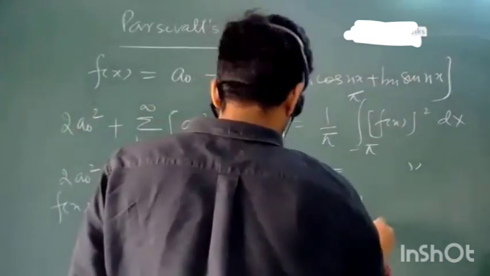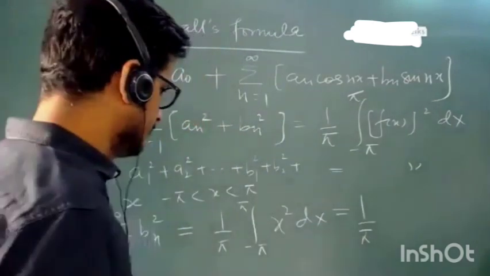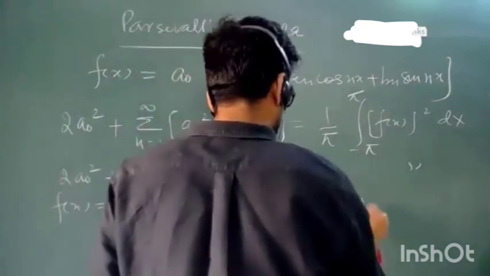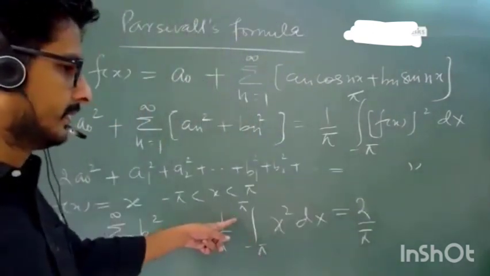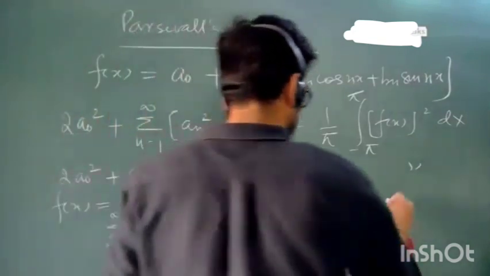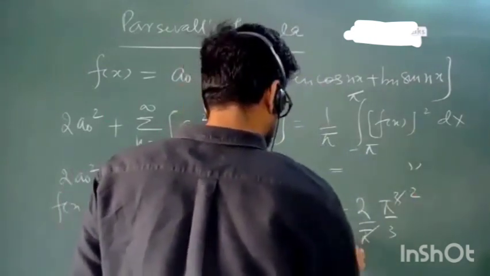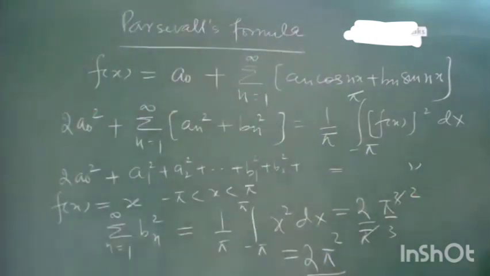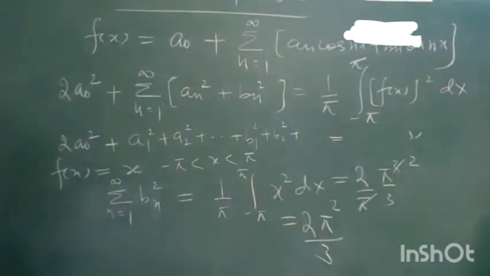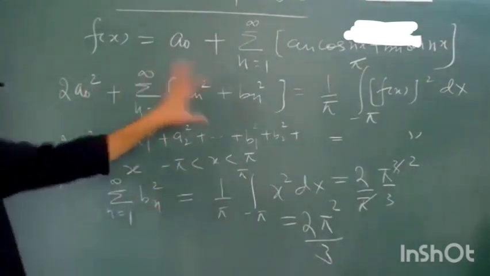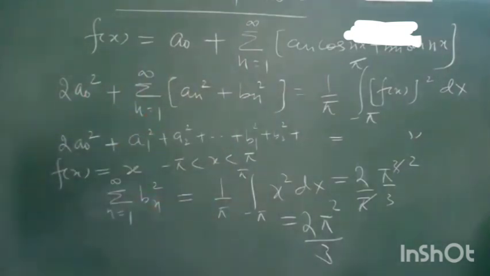And this will become 1 by pi and what will it be? 2 by pi. 2 by pi, it will become 0 to pi, and this will be pi cube by 3. So pi cube by 3. So this will become 2 pi square by 3. Please see this. Otherwise this question will look very very tough, how to see the squares of the coefficients. So wherever the squares of coefficients come up, there you can use this Parseval's identity or Parseval's formula.